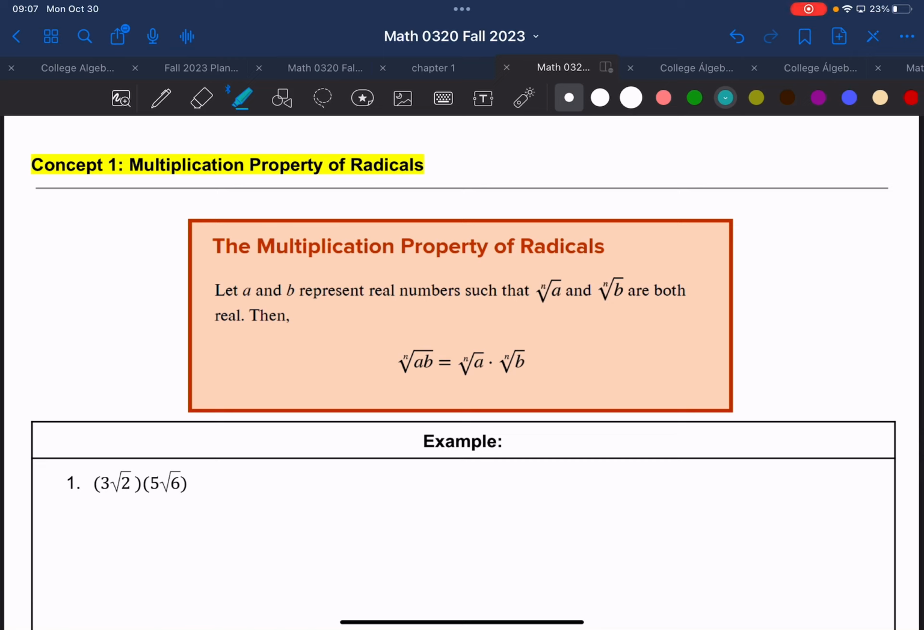This one is just saying that if we have the radical of a times b, we can give that radical to a and give that radical to b. So we can separate them. Okay.